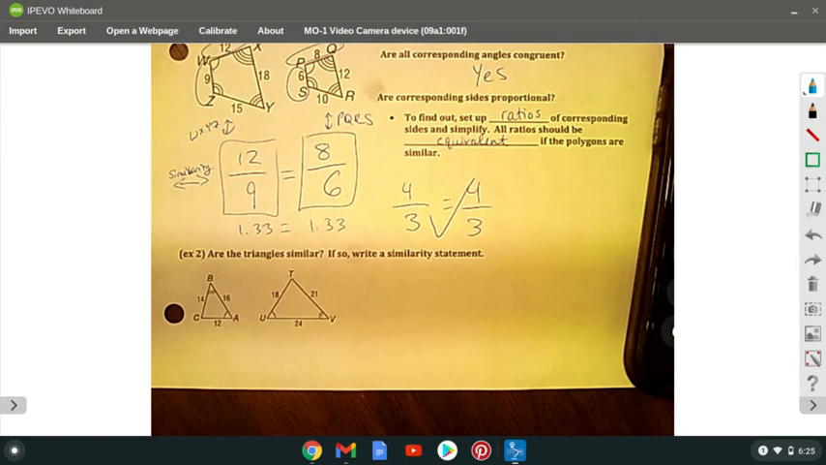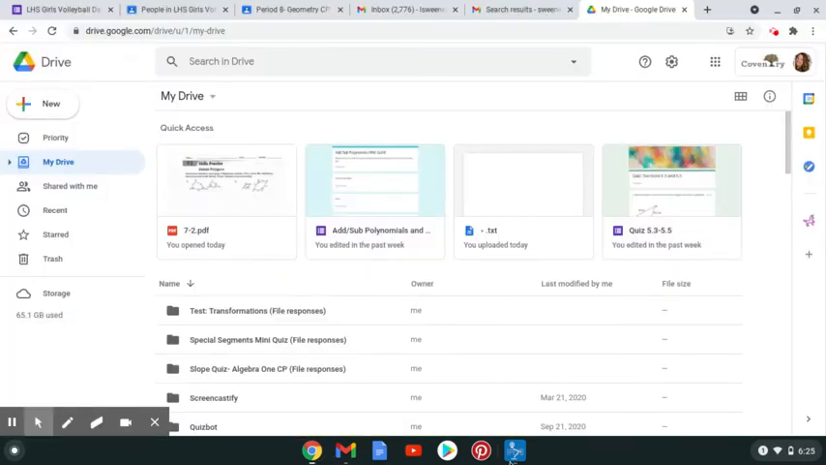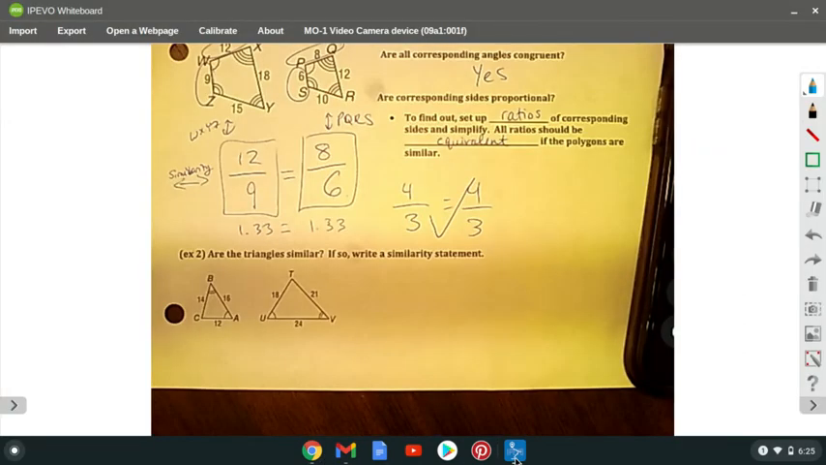Okay, in this one, are these triangles similar? If so, we're going to write another similarity statement. I just want to make sure I'm still recording here. Okay, good to go. So in this picture, are they similar?